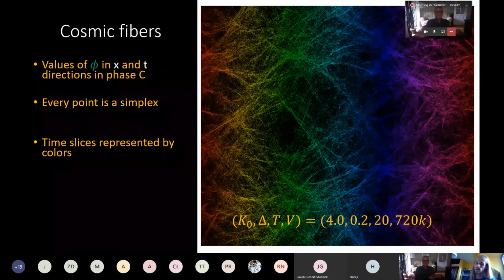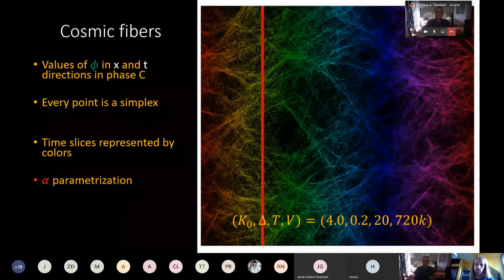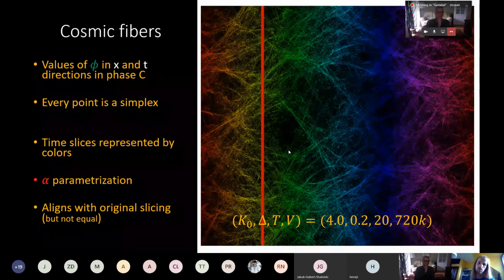Now, we have to redefine the field in a way that, let's call it alpha parametrization. It's a transformation of the field, which makes the field go from 0 to 1 in every direction. So here the horizontal axis is the time direction, where the alpha parameter goes from 0 to 1, and the vertical axis is the x direction, where also the alpha parameter goes from 0 to 1. It's interesting to note that the field distribution in alpha parametrization towards the time direction aligns with the original slicing, but it doesn't mean that it is equal to that.